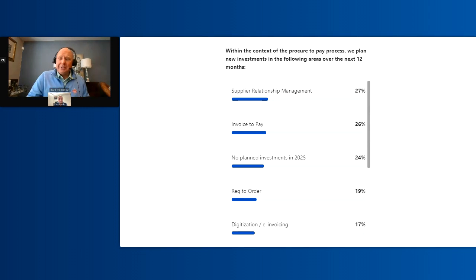Two things stand out to me. Number one, 27% of our attendees identified supplier relationship management as their top priority. What's going on there?